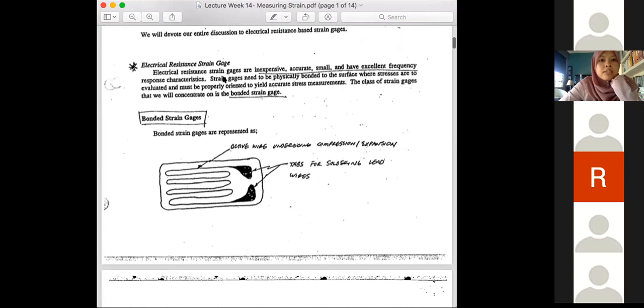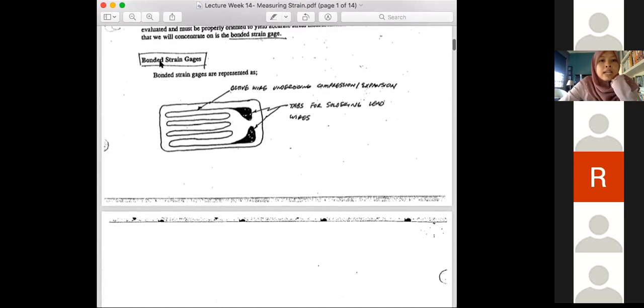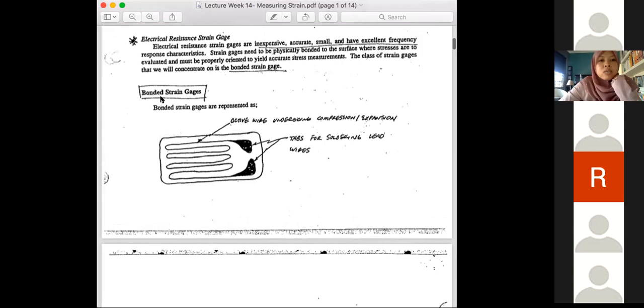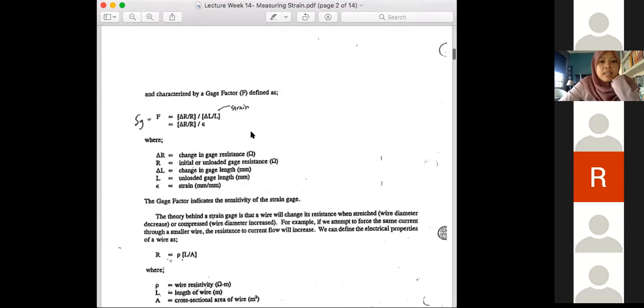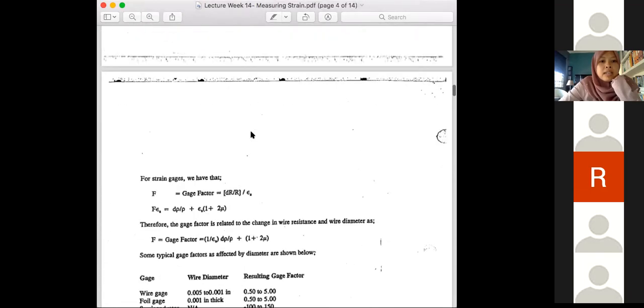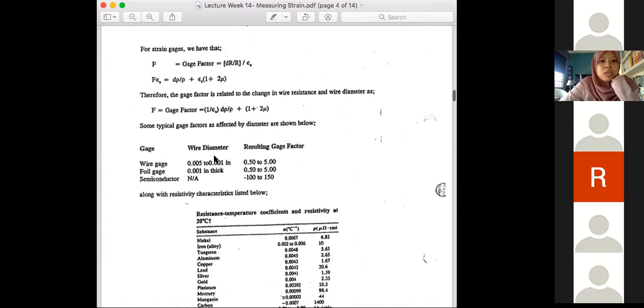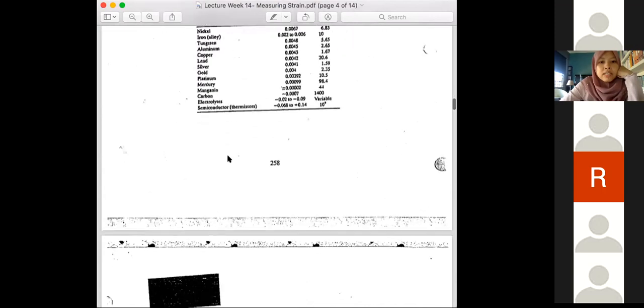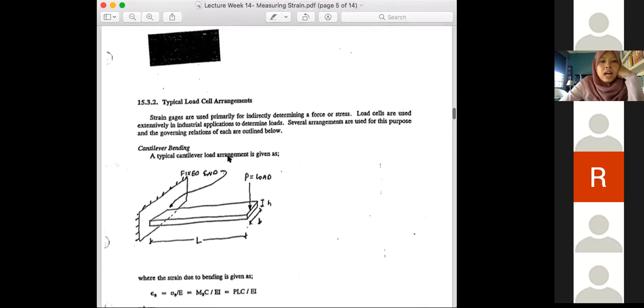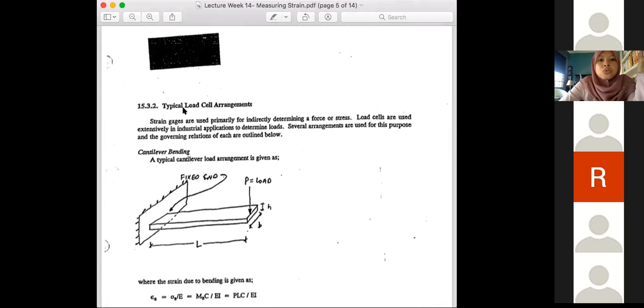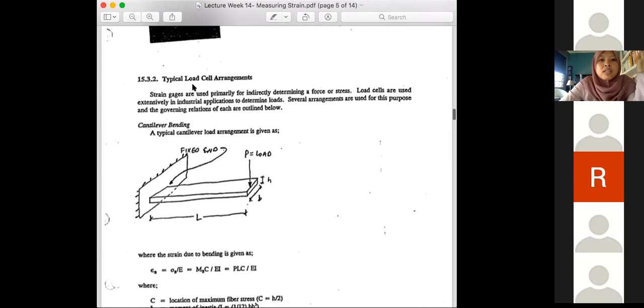Untuk electrical resistance strain gauge ni kita akan bincangkan satu jenis strain gauge yang dinamakan bonded strain gauge. Okay, and under bonded strain gauge tu there are a few characteristics that you need to understand. Okay, and the characteristic is based on the strain gauge factor. Okay, based on the gauge factor. Okay, and then how do we use that strain gauge to measure strain on a load cell?